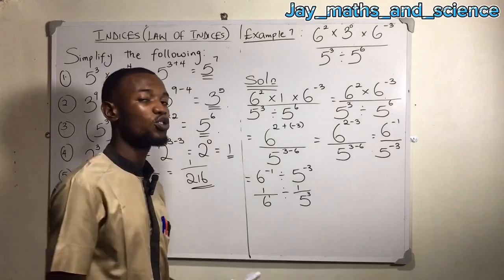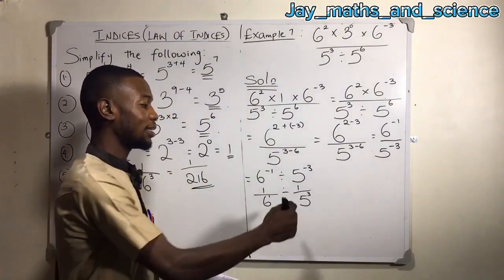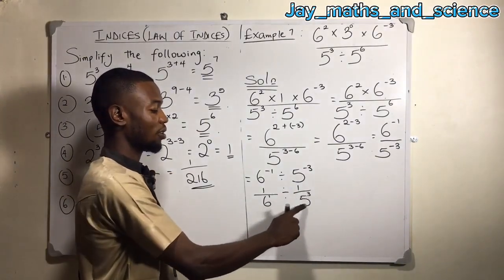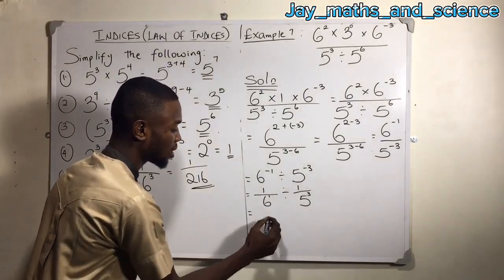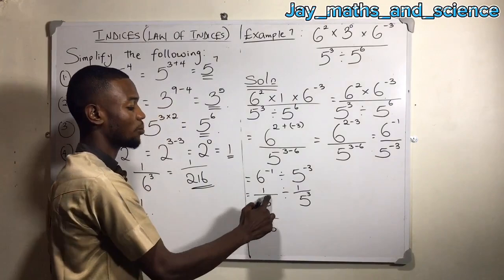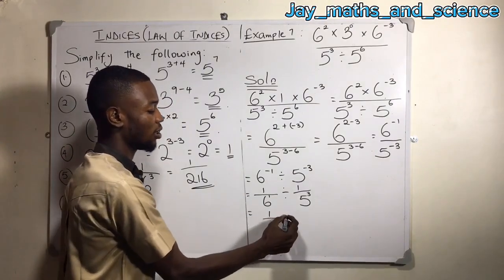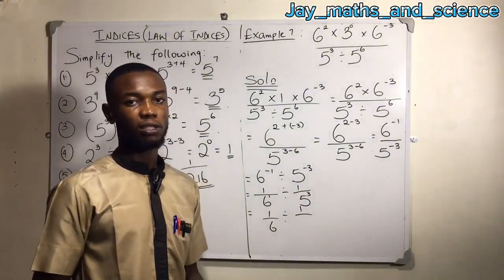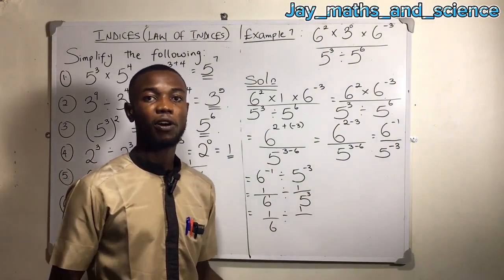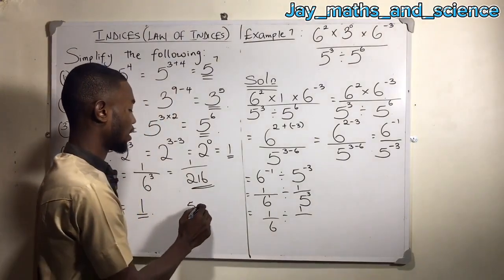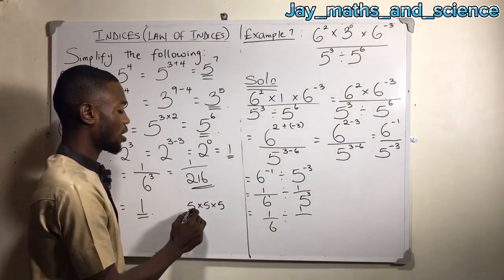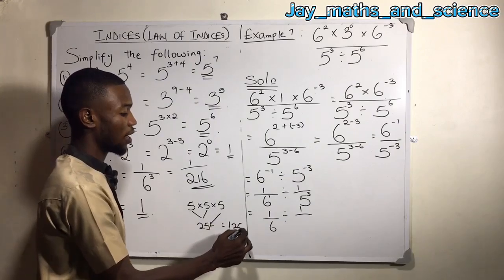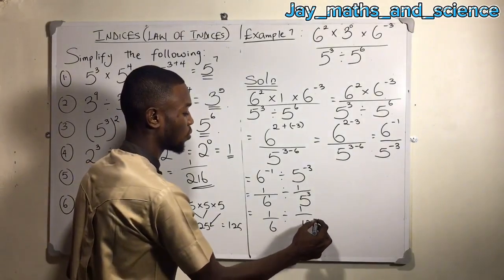Okay, when division sign is found in between two fractions in indices, what you do is that the division sign is going to become a multiplication sign. Then the right hand side of the fraction will switch their position. But before that, let's quickly simplify this. 1 over 6 raised to the power of 1 is written as 1 over 6 divided by 1 over, what is 5 raised to the power of 3? 5 raised to the power of 3 is not the same thing as 5 times 3. 5 raised to the power of 3 is 5 times 5 times 5. 5 times 5 gives 25. Then 25 times 5 gives 125.